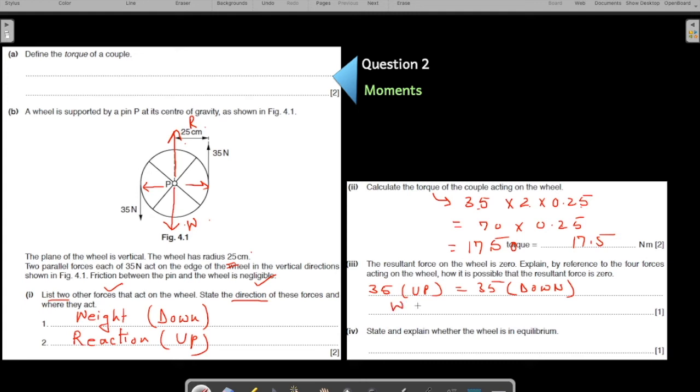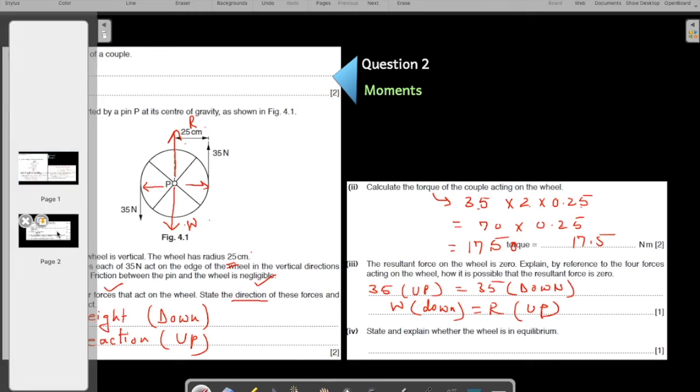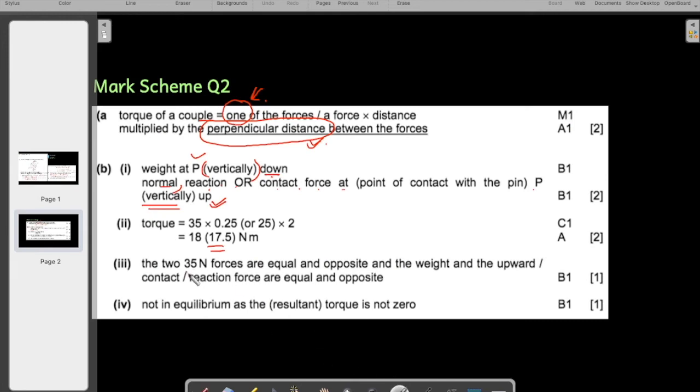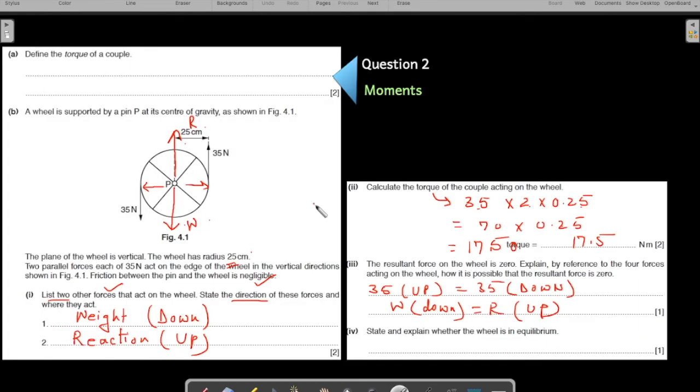Similarly, the weight which is down is equal and opposite to the reaction force which is up. So everything is cancelling out each other, right? You can clearly explain it, easy. The two forces of 35 newtons are equal and opposite. The weight and the upward contact or the reaction force are also equal and opposite. Simple and an easy question to talk about. This was an easy question.